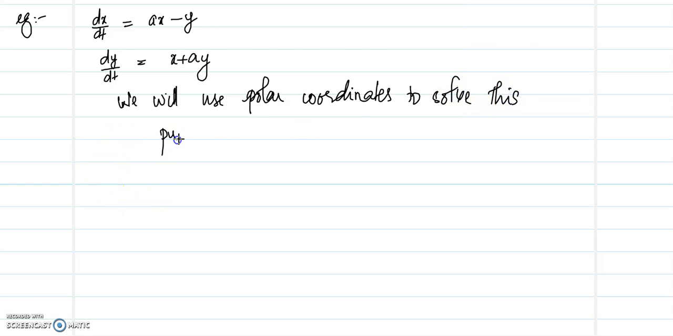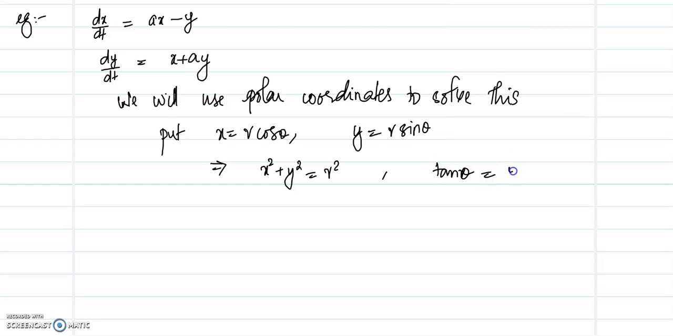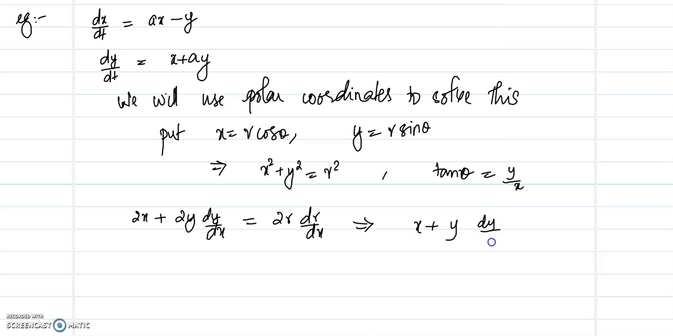So, let us put x equal to r cos theta, and theta equal to tan inverse of y by x, so that is tan theta equal to y by x. Now you have the first equation, so let us differentiate on both sides with respect to x. We will be getting 2x plus 2y dy by dx equal to 2r dr by dx, so that will give x plus y dy by dx equal to r dr by dx.